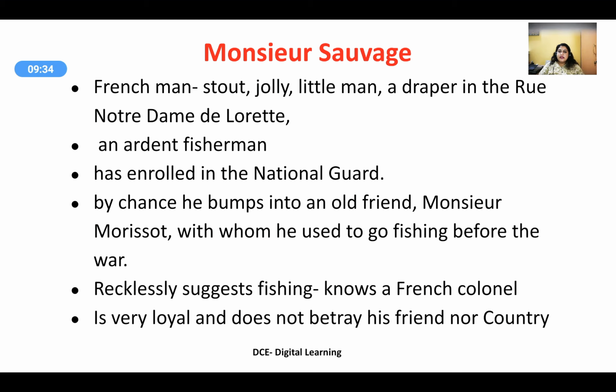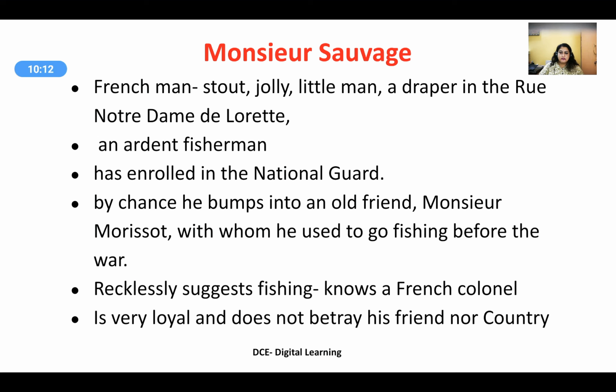Monsieur Sauvage is also a Frenchman, but compared to Monsieur Morisot, he is stout, that is short and plump. By nature, he is quite jolly, he is a little man, and by profession, he is a draper in the Rue Notre Dame les Lorettes. A draper means, as we discussed in the glossary part, a tailor. Again, due to the war, he too hasn't got much work now. He too is an ardent fisherman. He too has enrolled in the National Guard. By chance, he bumps into an old friend, Monsieur Morisot, with whom he used to go fishing before the war.